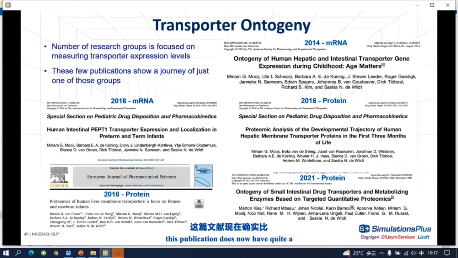And of course, this publication does now have quite a few more transporters and enzymes than the early publication would. So it is evolving a lot, new information keeps coming up and needs to be incorporated in the physiologies gradually as it's coming up.